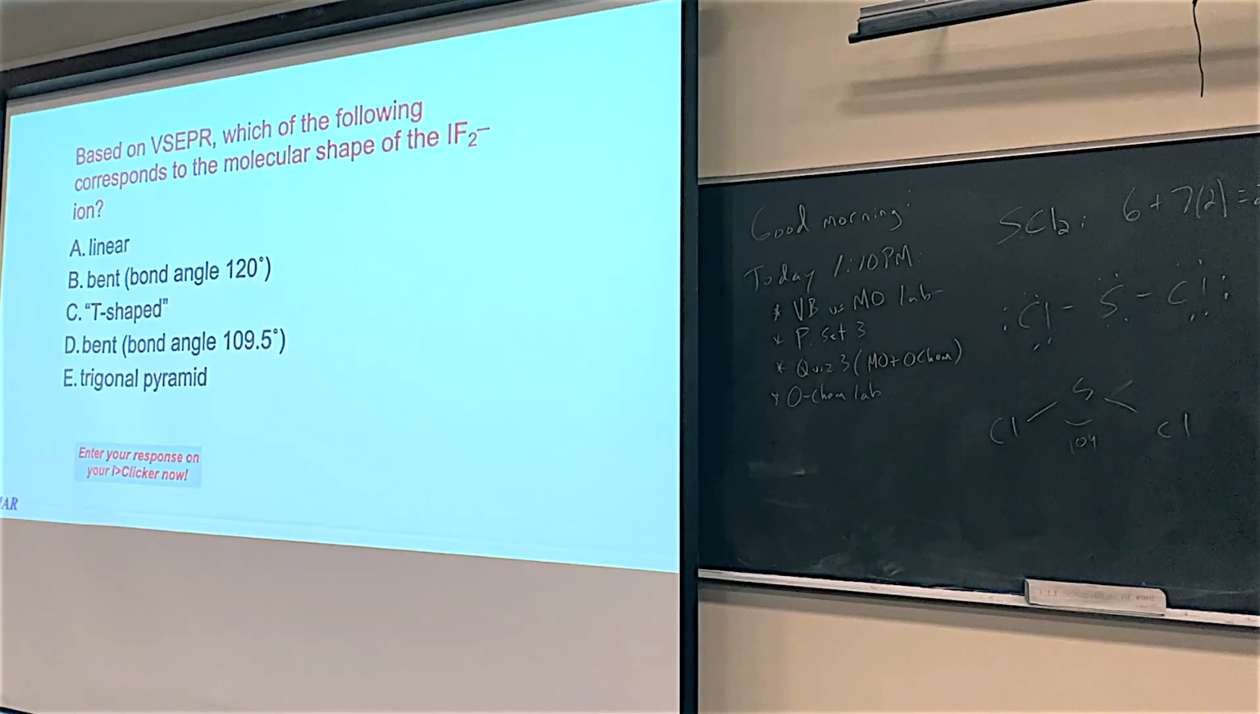Okay, here's another one. IF2 minus 1. See if you can figure out what its molecular geometry is. So I would draw a Lewis structure and then interpret the Lewis structure for VSEPR rules.